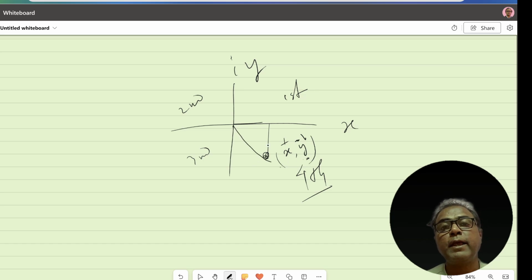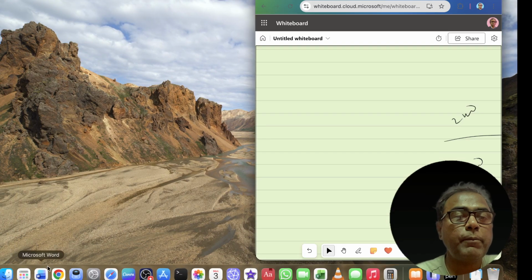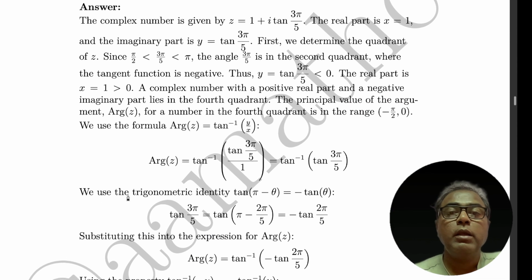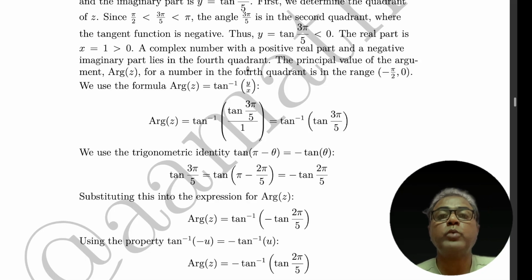Obviously, the argument in this way is minus, because from the positive x-axis this is the clockwise sense. So this angle is minus theta. So a complex number with a positive real part and negative imaginary part lies in the fourth quadrant.